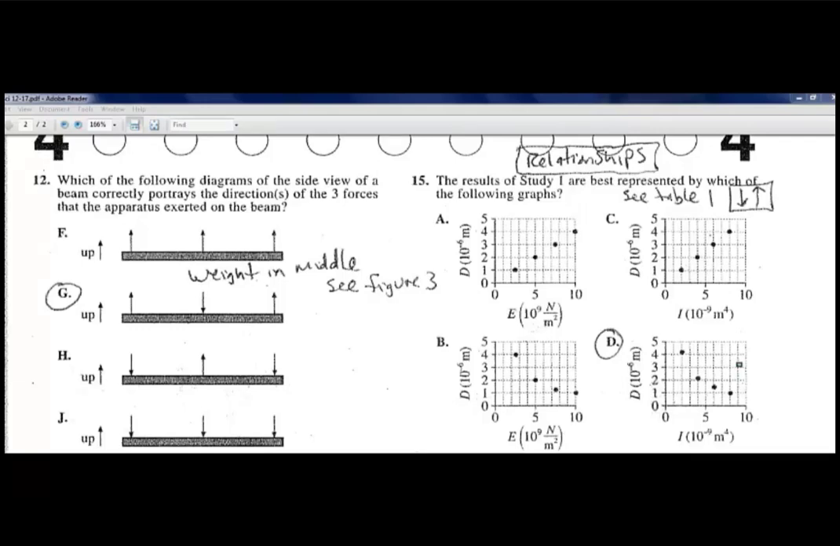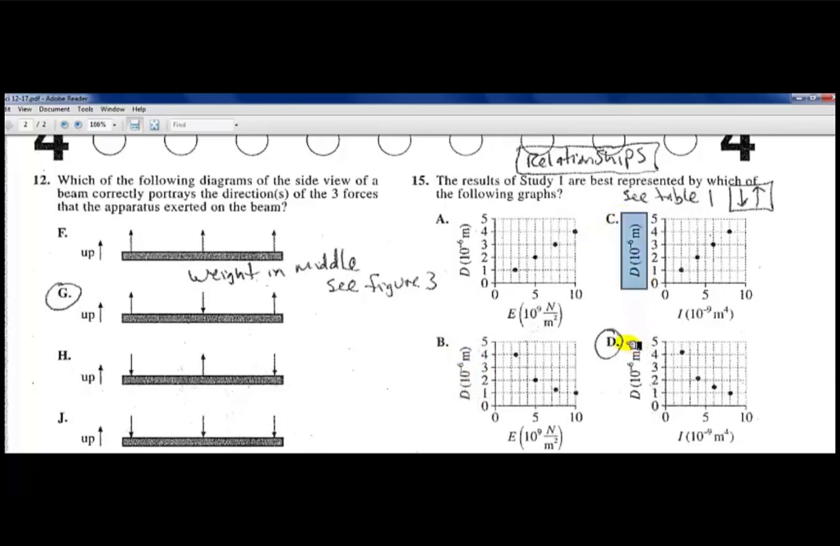Test 68C, Science, Practice Problem number 15. Number 15 says, the results of study 1 are best represented by which of the following graphs? First thing we need to do here is go ahead and take a look at study 1 and see what we're dealing with. If you look at answer choices A, B, C, and D, you notice that the y-axis on every single one of them deals with D times 10 to the negative 6th meters.